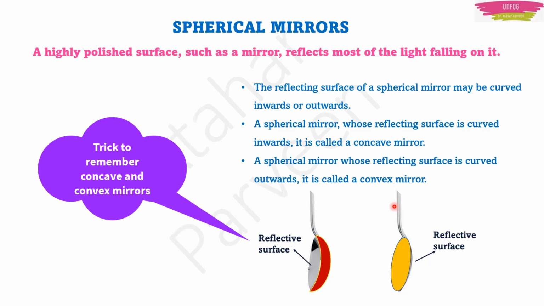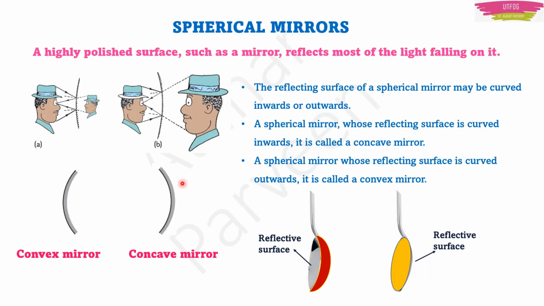First of all, I would like to give you this trick of the spoons. When you are taking some sweet with a spoon, the portion in which the sweet is occupied is curved inwards, right? So this is the reflecting surface for a concave mirror. You can take it as an example for a concave mirror. And then the other side of the spoon, which you are not using, which is the bulged side, is the reflective surface. This is an example of a convex mirror.